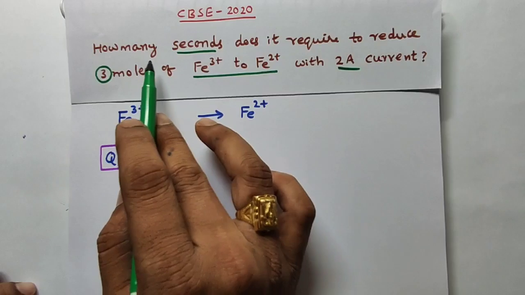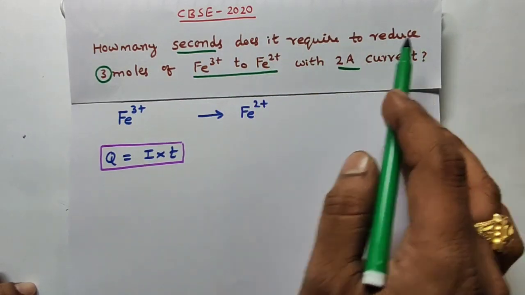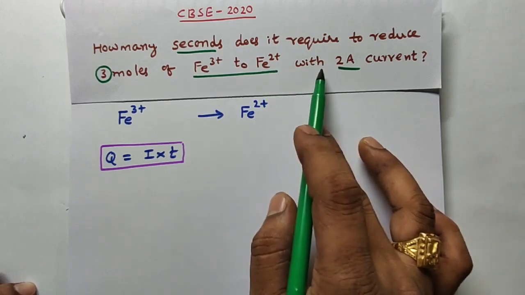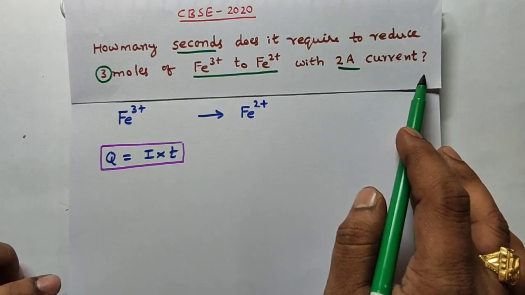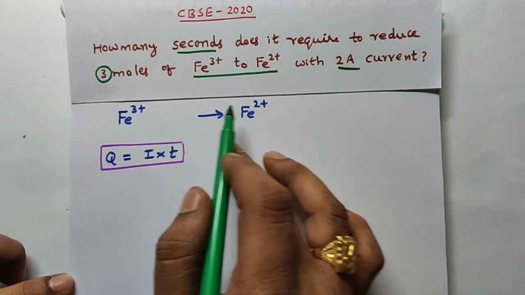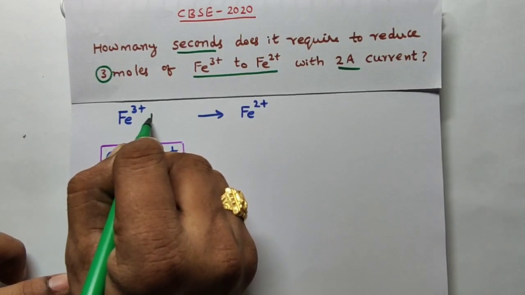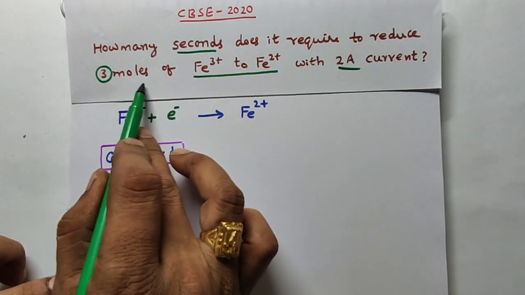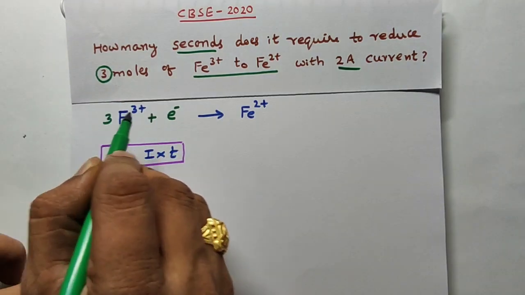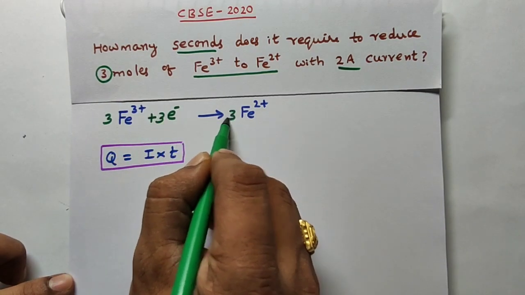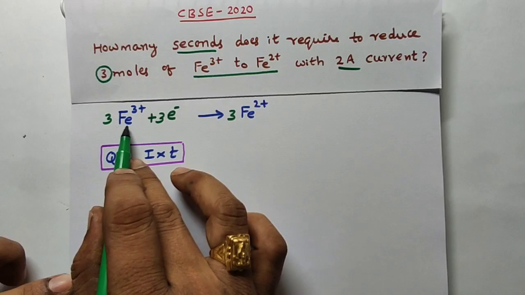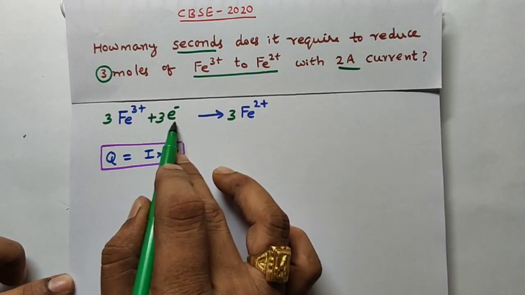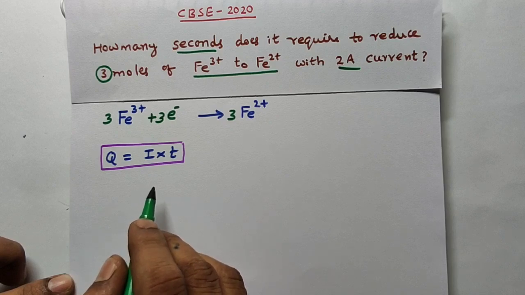CBSE 2020. How many seconds does it require to reduce 3 moles of Fe3+ (ferric) to Fe2+ (ferrous) with 2 amperes current? Here Fe3+ is converted to Fe2+ by gaining 1 electron. But here it is asking for 3 moles, so you take 3. To convert 3 moles of Fe3+ to 3 moles of Fe2+, we need 3 moles of electrons. 3 moles of electrons are nothing but 3 Faraday.